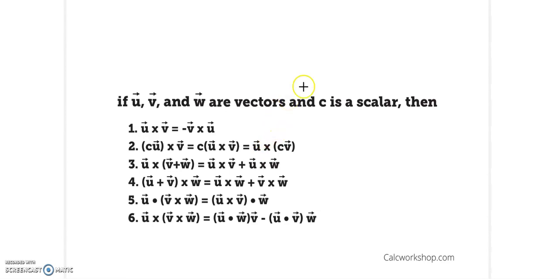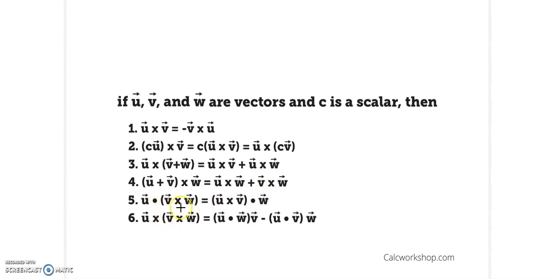So the first two we have used yesterday. For the cross product, u cross v will be minus v cross u. Then the second one also we have used yesterday: c u cross v will be equal to c times u cross v, that will be equal to u cross c v, where c is a scalar. Then u cross v plus w will be equal to u cross v plus u cross w. U plus v cross w will be equal to u cross w plus v cross w.